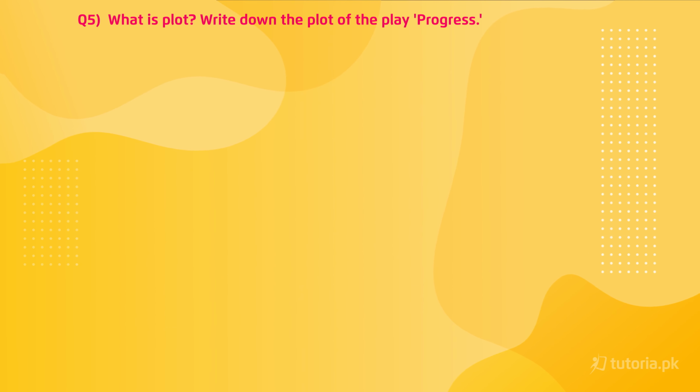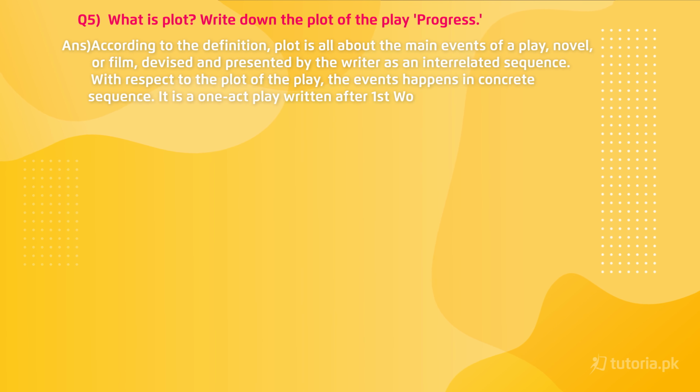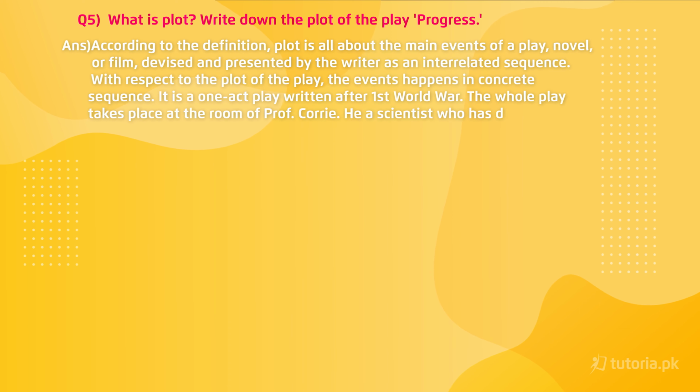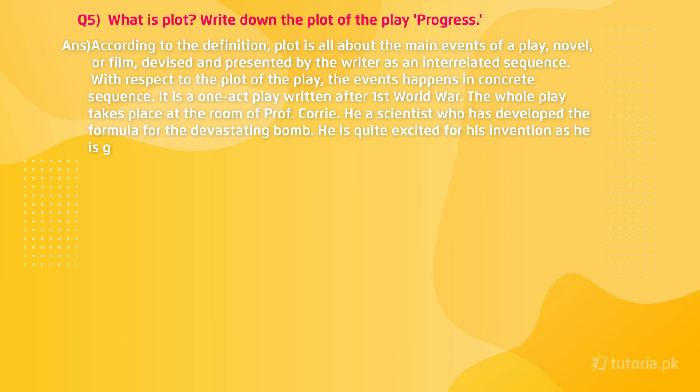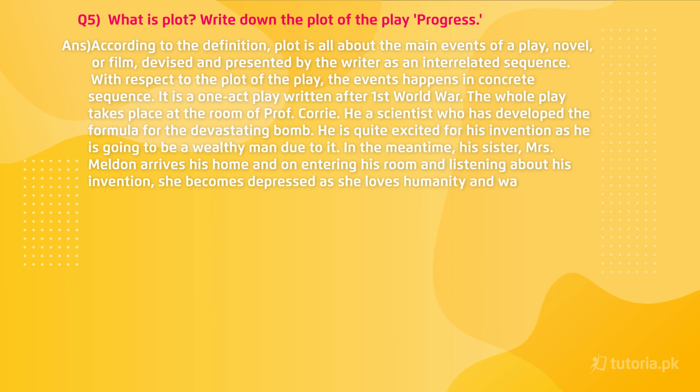Fifth question, what is plot? Write down the plot of the play Progress. Answer: according to the definition, plot is all about the main events of a play, novel, or film devised and presented by the writer as an interrelated sequence. With respect to the plot of the play, the events happen in concrete sequence. It is a one-act play written after the First World War. The whole play takes place in the room of Professor Corey.